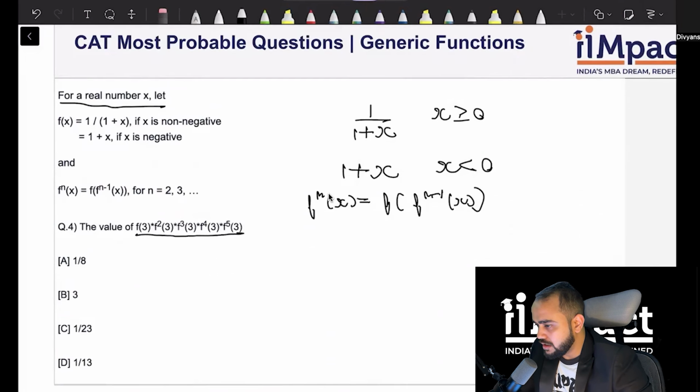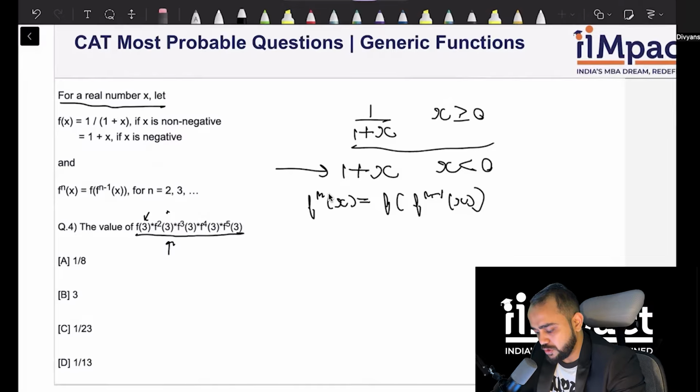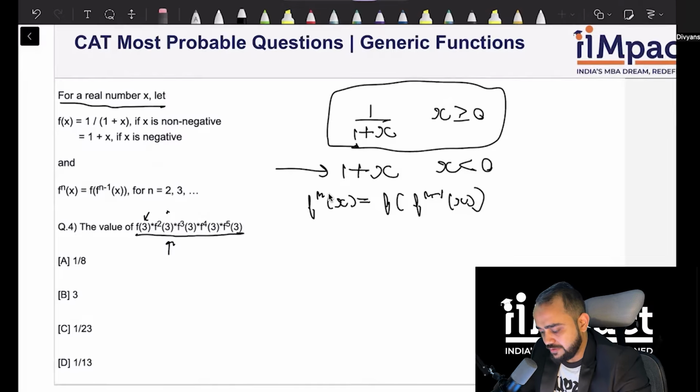Now I can observe that they are asking me for the product of the first five iterations of f at 3. My input here is 3, which is positive, which means that the second definition is not going to be useful for question number 4. I'm only going to be using this definition, because if x is positive, then 1 by 1 plus x is still going to be positive. So for the next iteration, your input is going to continue to be positive.